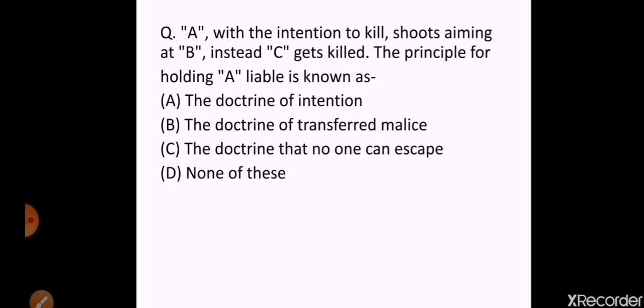A with the intention to kill shoots aiming at B, instead C gets killed. The principle holding A liable is known as: A, doctrine of intention; B, doctrine of transferred malice; C, doctrine that no one can escape; D, none of these. The correct answer is option B, that is doctrine of transferred malice.